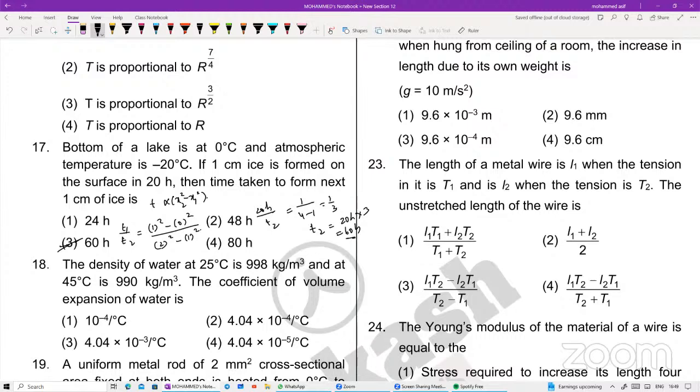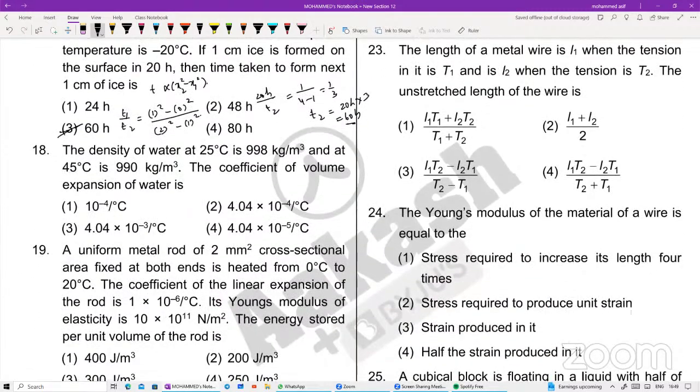Okay, next one. The density of water at 25 degrees Celsius is 998 kg per meter cube and at 45 degrees Celsius it is 990 kg per meter cube. The coefficient of volume expansion of the water will be equal to how much? This is also a direct formula: rho is equal to rho naught divided by 1 plus gamma into delta theta, isn't it?